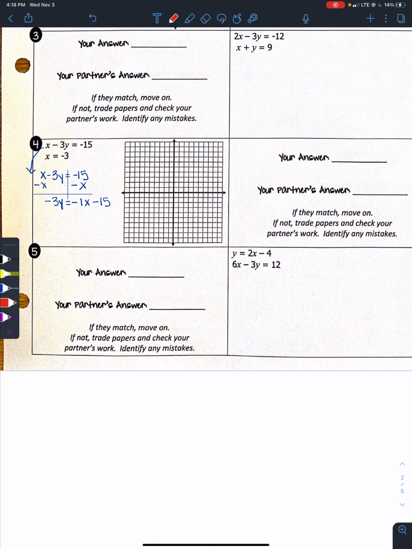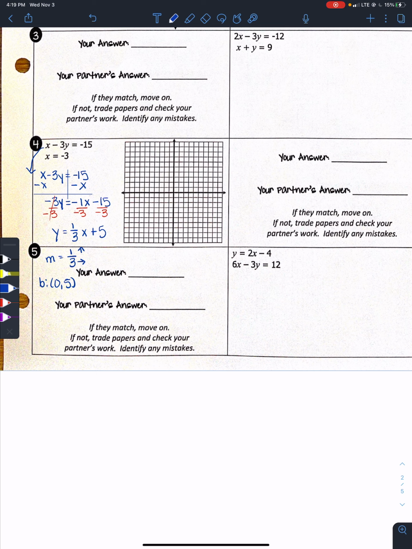Now we are going to divide every term. When you're multiplying, you're dividing. It's every term by -3. So we have y equals, negative divided by a negative is a positive, 1/3 x + 5. On this one here, our slope is 1/3, which means it's going to go up 1, over 3. And our y-intercept is (0, 5). That's where we'll be starting.